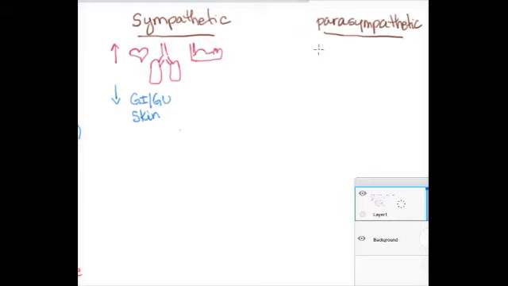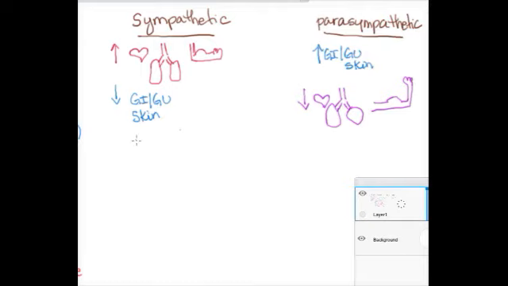And on the parasympathetic side, it's the exact opposite, an increase to GI and GU and skin, and a decrease to the heart, the lungs, and the skeletal muscle. Man, is that sad. All right, so, and how does this occur? This occurs because the blood vessel size gets altered.